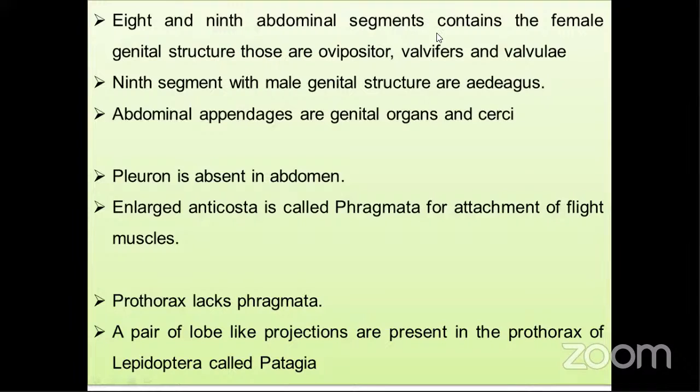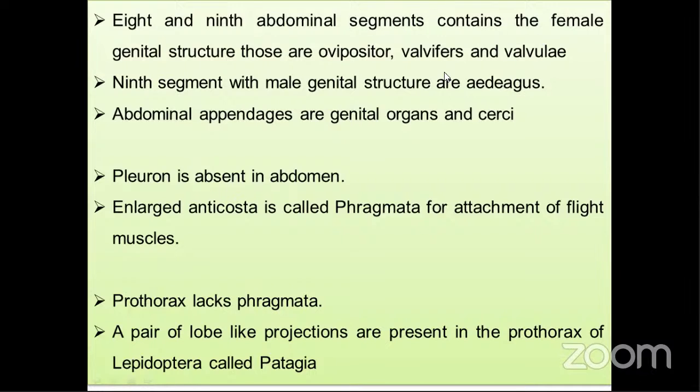The 8th and 9th abdominal segments consist of female genital structures: ovipositors, valvifers, valvulae. We already discussed this point. The ovipositor is present on the 8th and 9th sternites, the ventral side only. It consists of 2 pairs of valvifers and 3 pairs of valvulae.